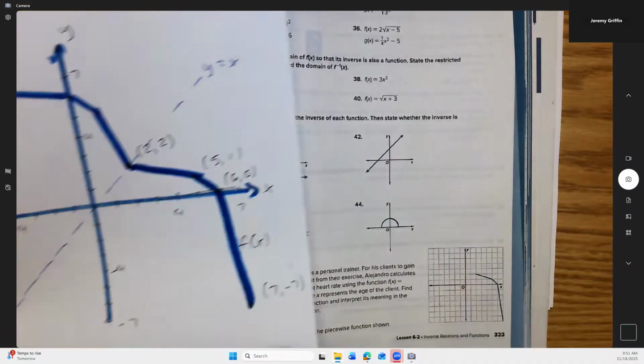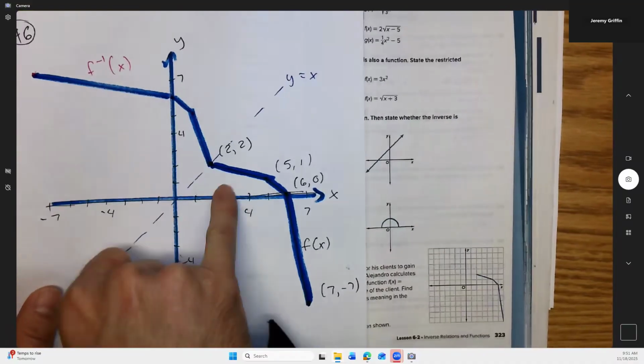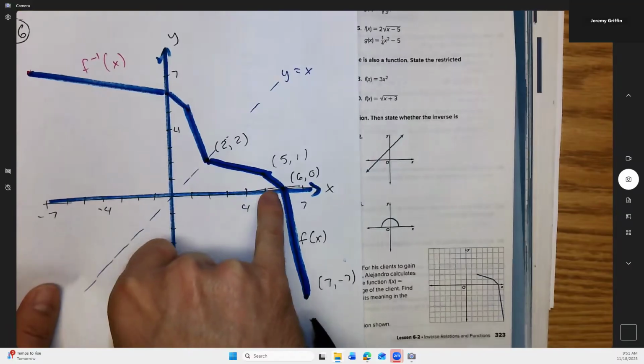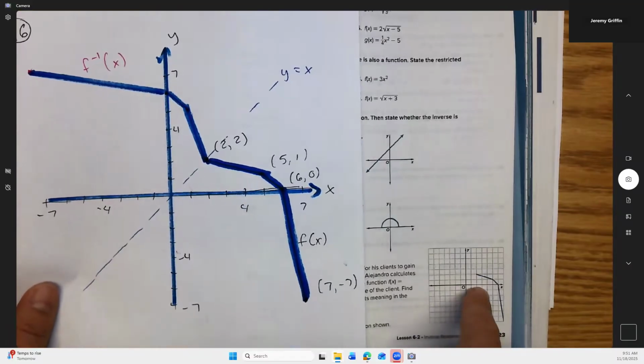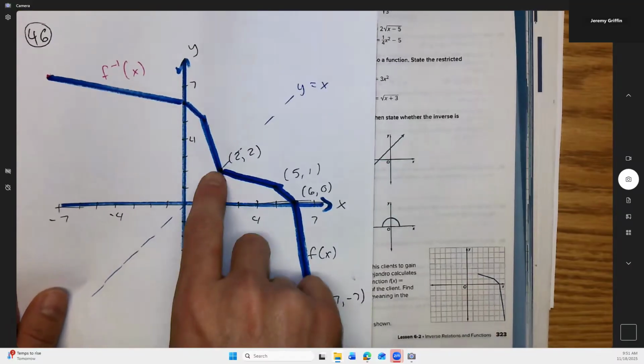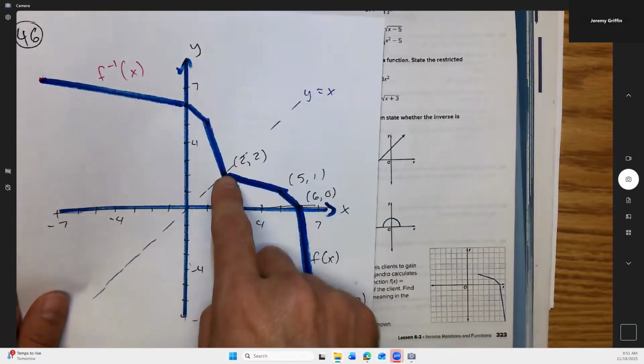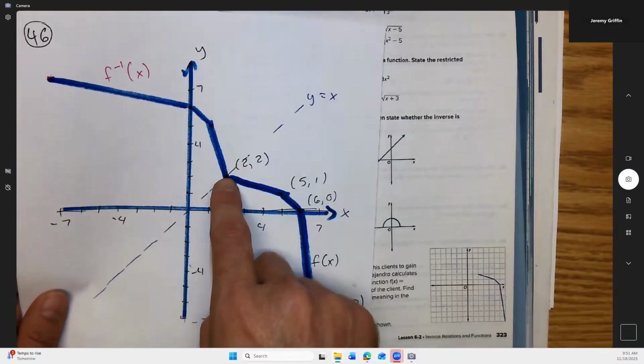Now one of the points is 2, 2. So 2 comma 2, that's right there. And then here, I just repeated that down here. I just blew this up bigger. Now, if you reverse the 2 and the 2, well, you still get 2, 2. So the inverse relation would also have that same coordinate.